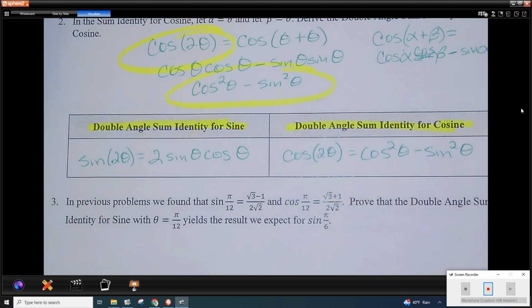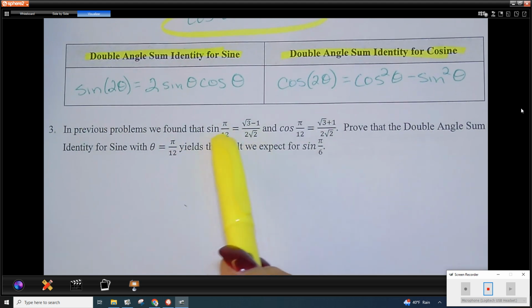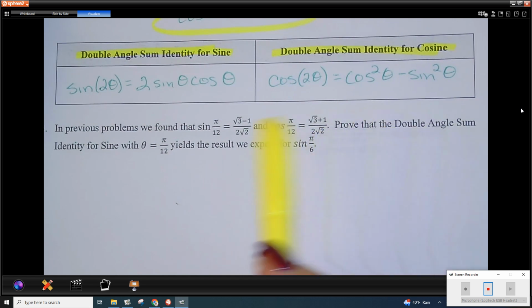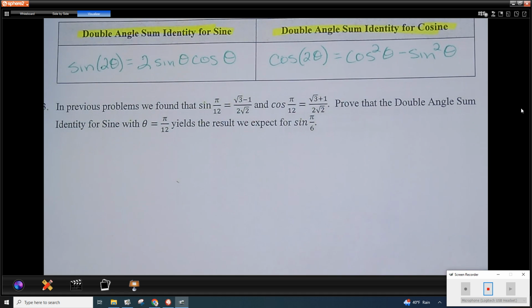So in previous problems, we found that sine of pi over 12 is this, and cosine of pi over 12 is this. Prove that the double angle formula for sine with theta equals that yields the same as sine of pi over 6. Sorry, taking a second to think of why pi over 6. So I haven't done this in class. I'm doing it now for the first time. Okay, let's just jump in.